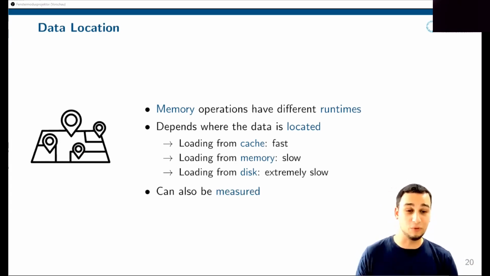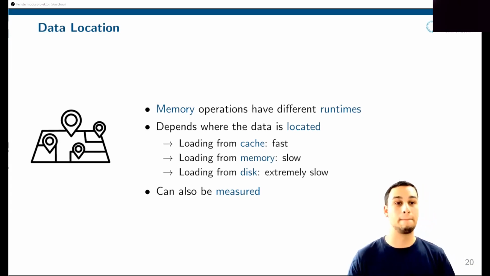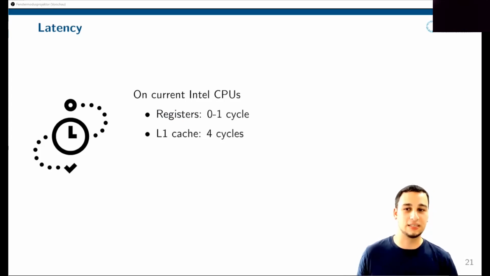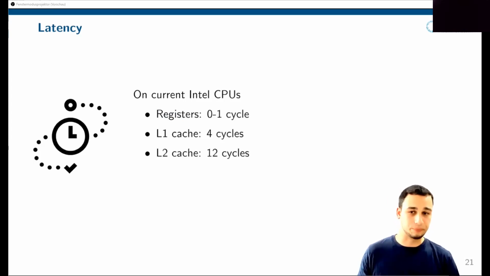And if we look at the numbers, like how long does it really take, then we can look at the numbers that, for example, Intel provides for some recent CPUs. If you have data stored in a register, then that's super fast to access, between 0 and 1 CPU cycle. Depends on what exactly we want to do with the data. If we just move it from register to register, that's typically for free. But other operations might take 1 cycle. If it's in the first level, the L1 cache, then that takes 4 cycles. That's still quite fast.